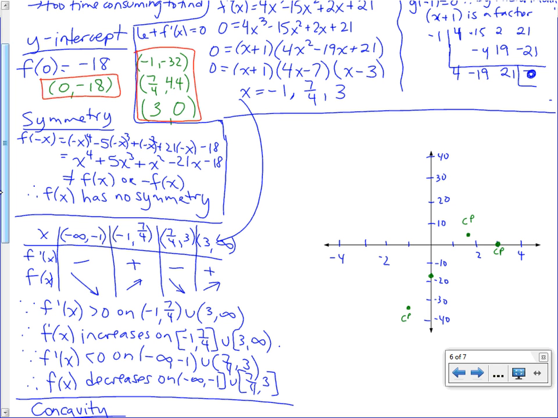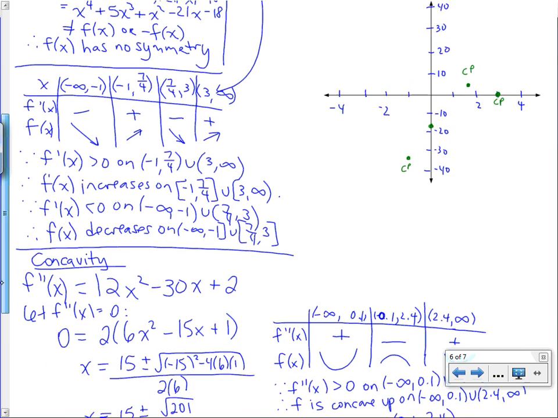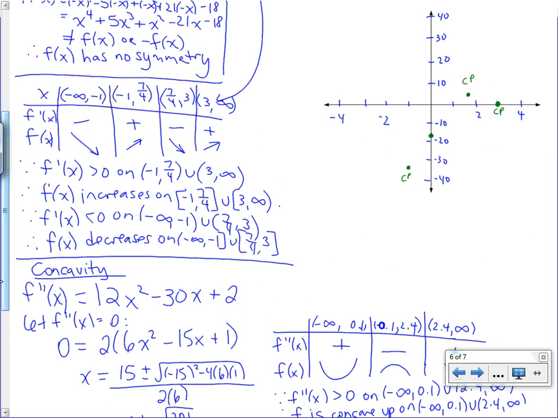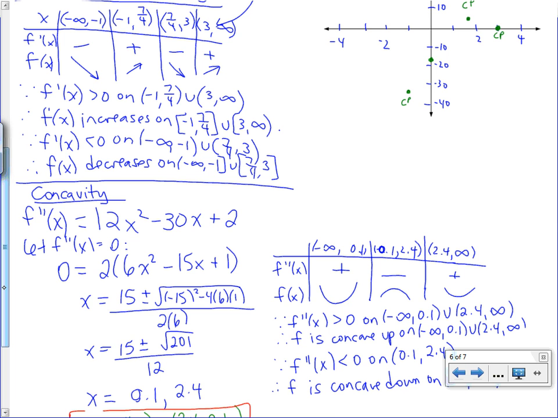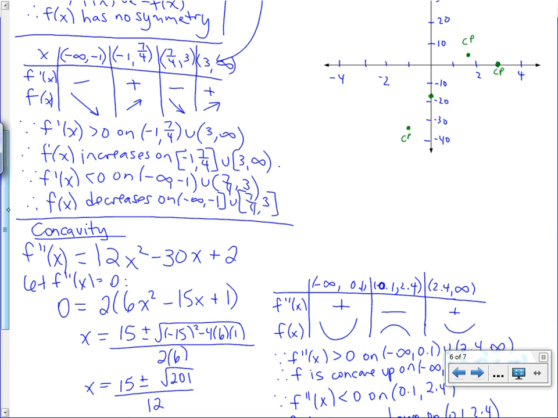And now there's also the points of inflection we found. So those occur at 0.1, -16.6. Maybe I'll do them in red just to be different. So 0.1, -16.6. So essentially right there is a point of inflection, right? Okay, point of inflection.